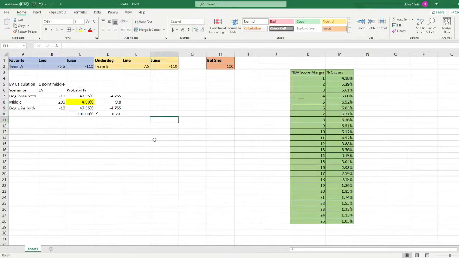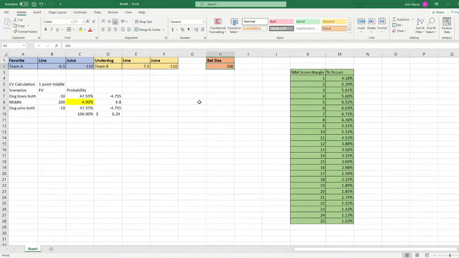All right, let's look at the calculations. If you're familiar with EV, this should be fairly simple to you, and you should be able to pick up on this rather quickly. The most important number is going to be figuring out just how often the game lands on the number that we're looking for. But first, let's go over the spreadsheet. So I've got Team A. I've made them a 6.5 point favorite, and we're getting 110 juice at a sportsbook. And let's just assume we've got a different sportsbook showing Team B as a plus 7.5 point underdog, and they're also laying 110 juice.